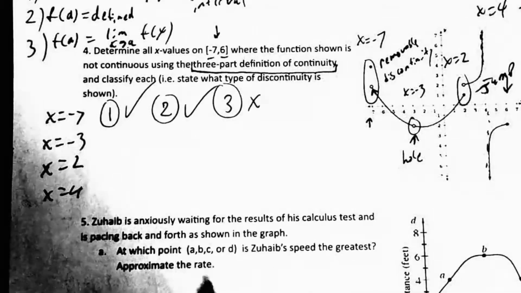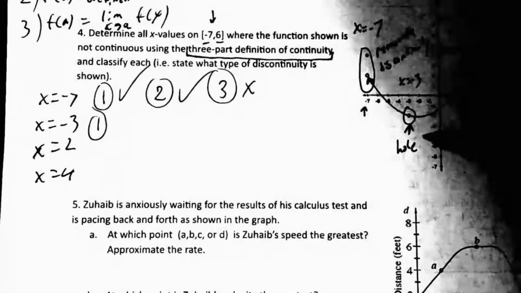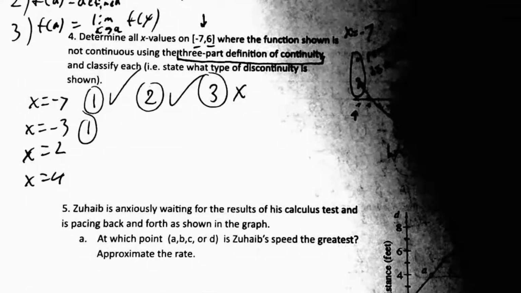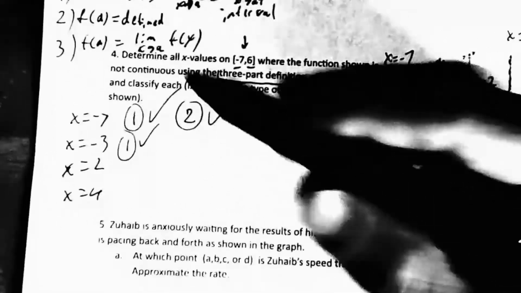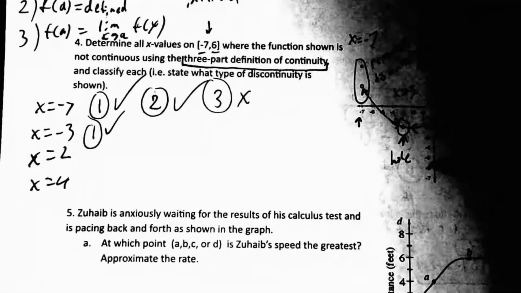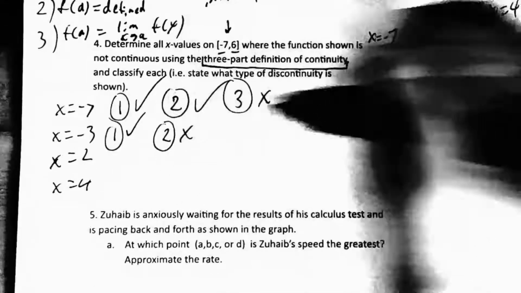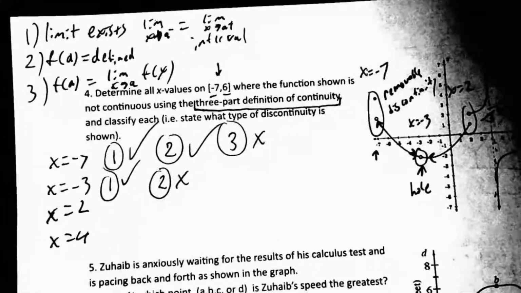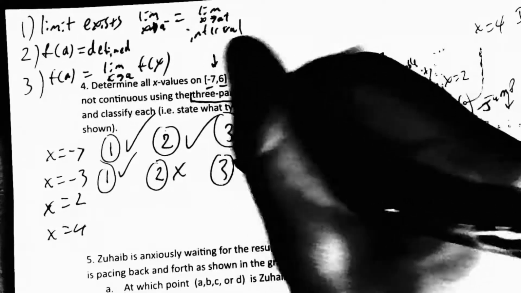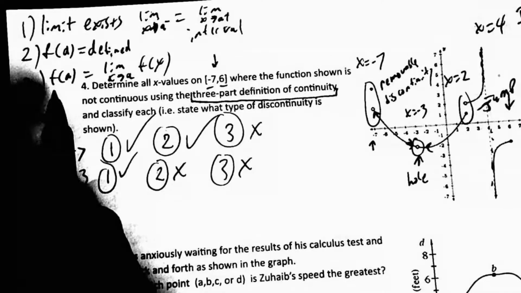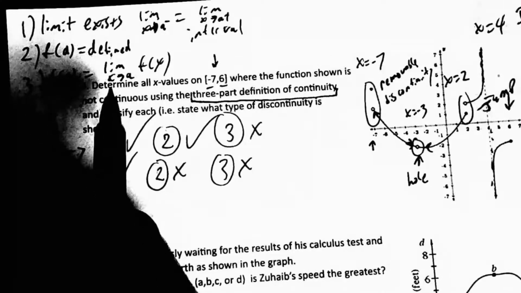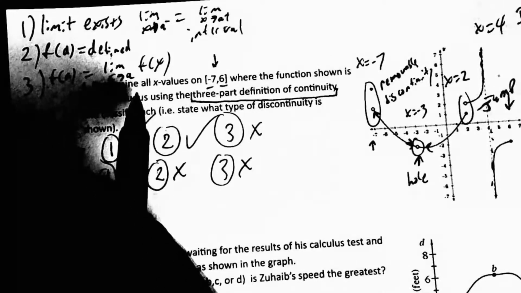Okay. -3. So if you look at -3, do we have a limit that exists? Yes, because the limit from the left equals the limit from the right. So 1 is a check mark. 2, is it defined? No. So notice there's a hole and there's no filled part to it. So it fails 2. And because it fails 2, it must also fail 3. Because if f of a is not defined, then how can an undefined value equal the limit?